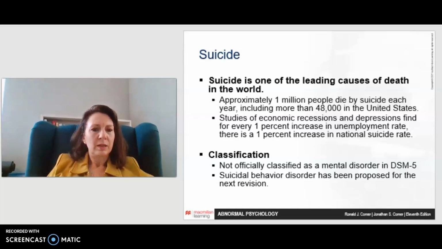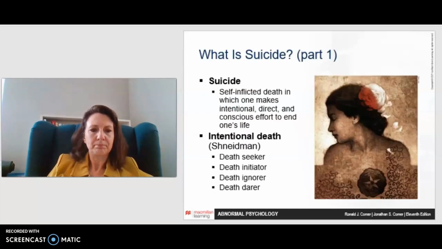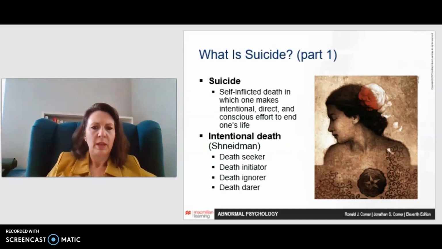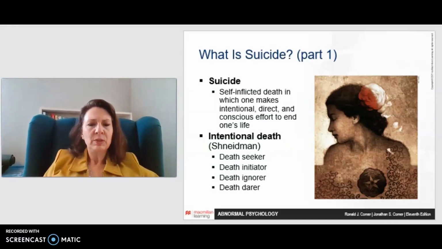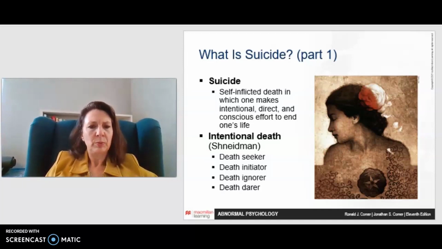Suicide is not classified currently as a diagnosis in the DSM-5, but it is being proposed as a disorder for the upcoming revision of the DSM. So what is it? It is self-inflicted death, where someone is making intentional, direct, and conscious efforts to end one's life. And Schneidman looked at these different approaches to suicide that people have.